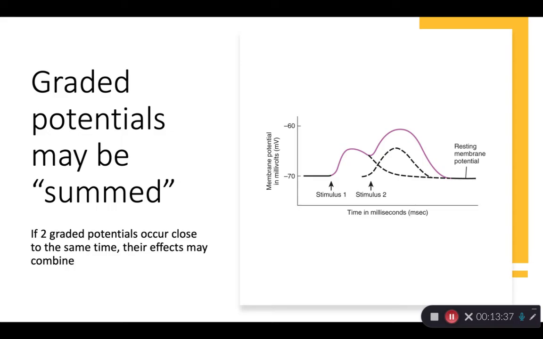The dotted line represents what would have happened if these stimuli had happened in different cells, independent of each other. But you can see that a lot of the ions that had entered the cell from stimulus 1 were still there when stimulus 2 occurred. So you can see here, this is the summation. The difference between the purple up here and the dotted line down here represents the effects of adding together these two graded potentials. So if you have two signals happening at close to the same time and close to the same location, they can be added together and they can have a greater impact than either one of them individually.